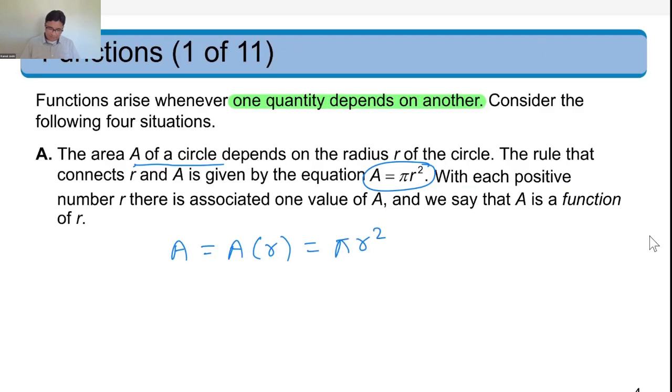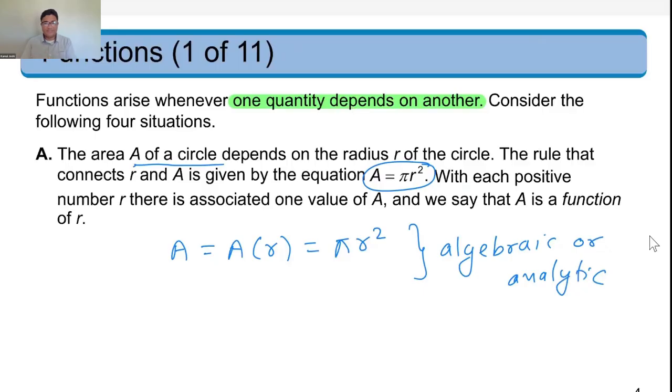And in terms of the various ways to represent a function, this representation would be what we call algebraic or analytic. Okay, you have a formula to represent the function, that is an algebraic representation.